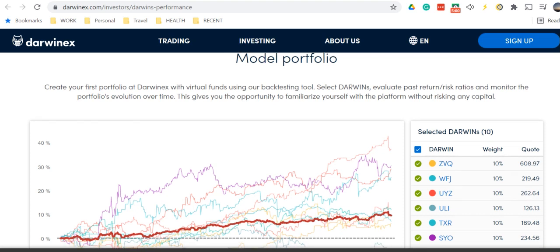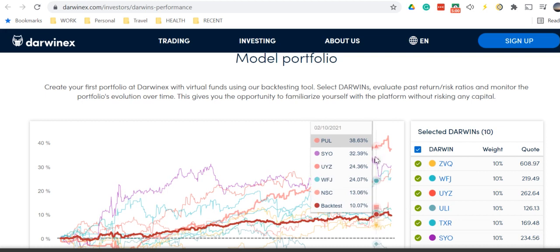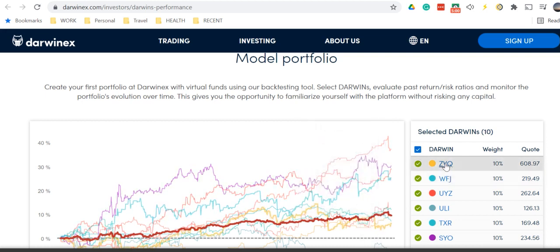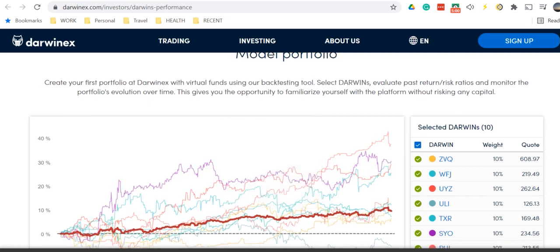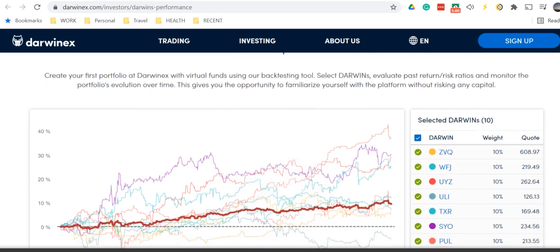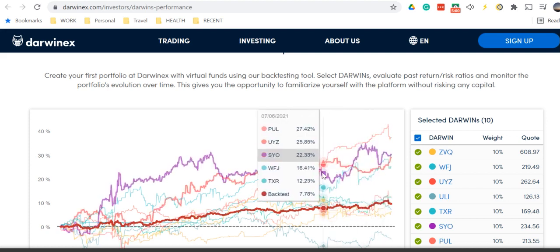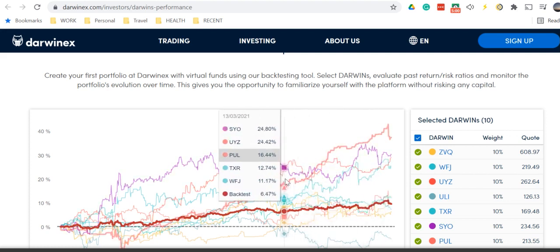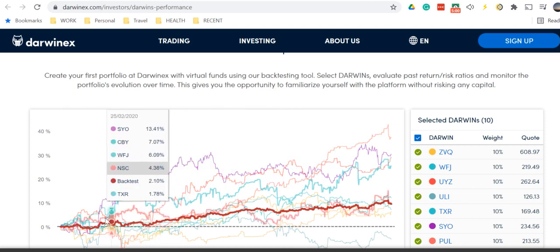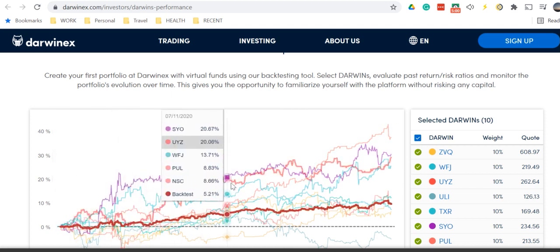So there's two ways you can do it. You can build your own portfolio of these traders, one or more, or you can select an index that the platform offers called the Darwinia index, and I'll talk about that in a second. For example, this model portfolio shows you a number of Darwins or traders that they offer on the platform. It's a very well put together website, which is always a good sign.